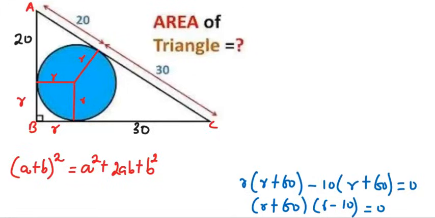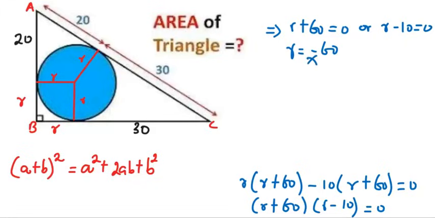Okay, so from here, this implies that either R plus 60 is equal to 0 or R minus 10 is equal to 0. So from here, R is equal to negative 60, but this is discarded. Or from here, we get R is equal to 10. So this is our solution for R.